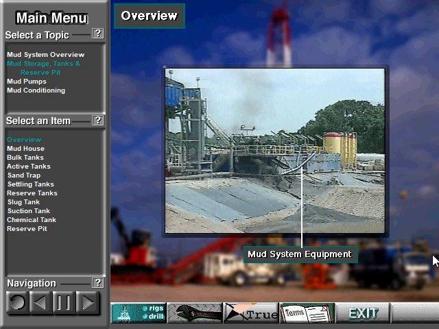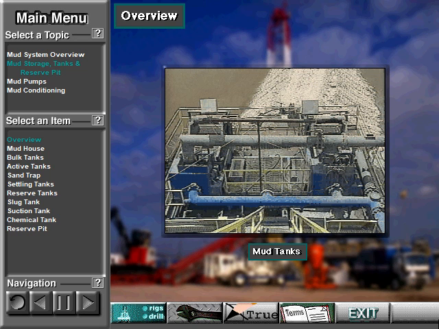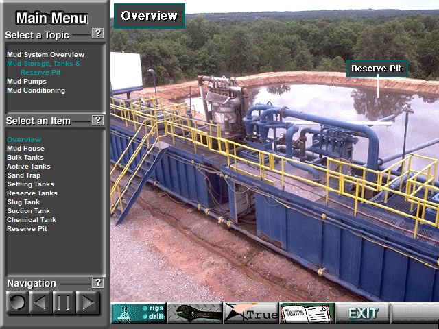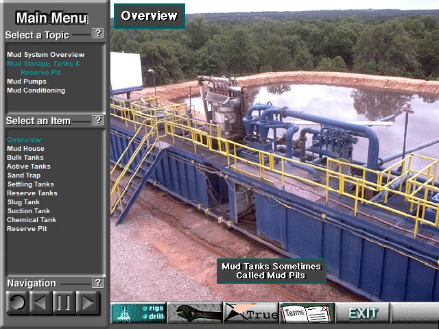Mud is made up at the rig location. Most rigs have several steel mud tanks. Mud and additives are mixed and held in the tanks. Some land rigs also have a reserve pit dug out of the ground. Mud tanks are also called mud pits, a carryover from the days of earthen pits. Mud tank is the preferred term.